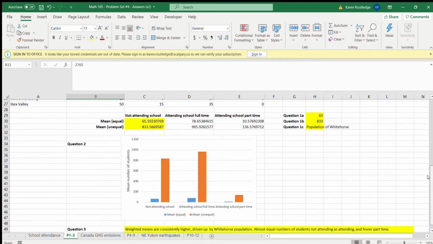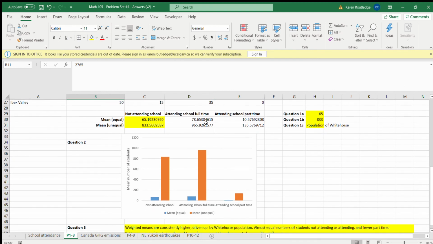Since we're here, I might as well jump to question number 2, because it's just based on this table. So in question 1, we have the equally weighted mean, the equal average, and the unequally weighted mean, in my case using the sum product, that x times w equation. If we do the same thing for the full-time variable and the part-time variable, we get those numbers, and you can look at them. And then part 2, I was just asking for a plot of that.